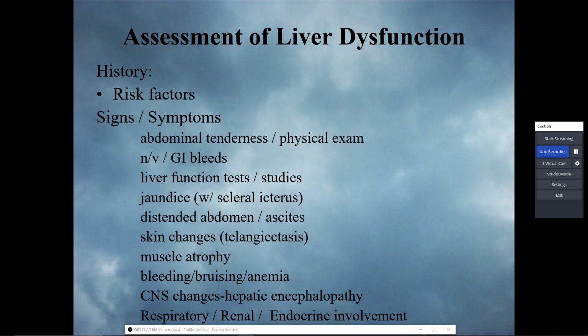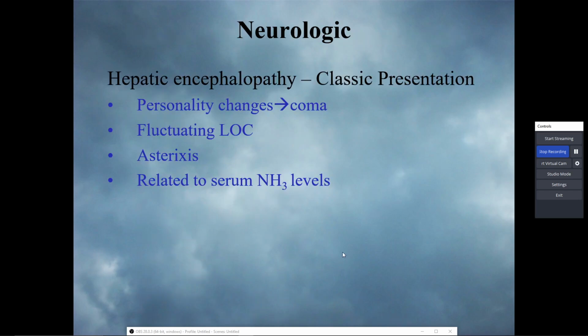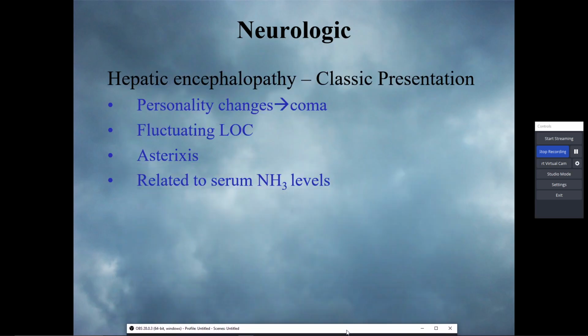Let's see. We have skin changes. We have muscle atrophy, bleeding, bruising, anemia, CNS changes, more specifically related to hepatic encephalopathy. Lastly, respiratory, renal, and endocrine involvement as well. So, just a lot going on there. So, anywho, let's continue. Let's talk about hepatic encephalopathy.